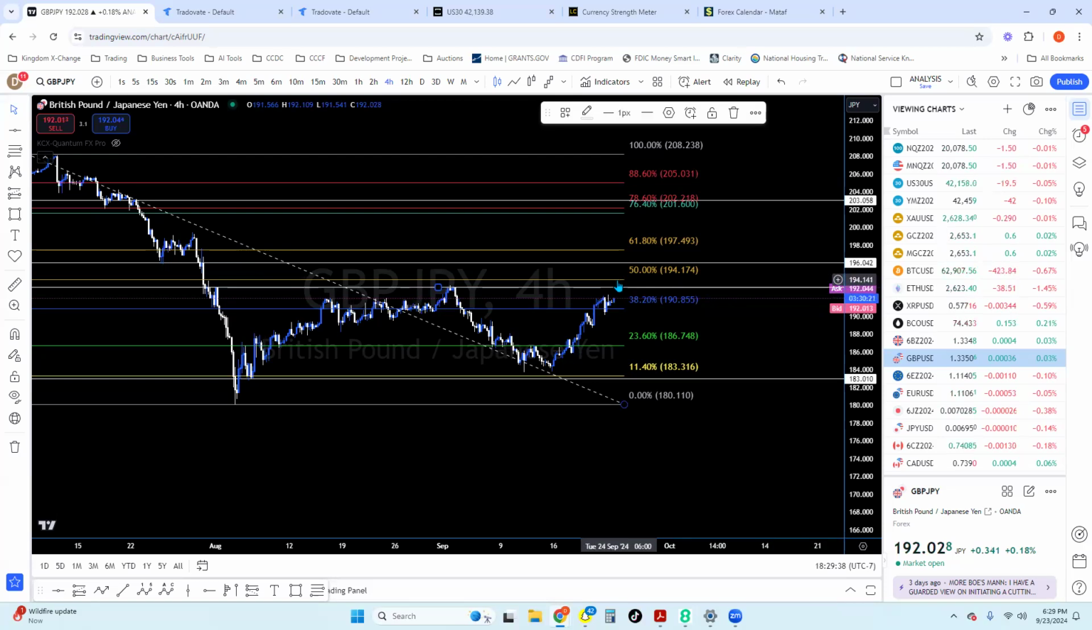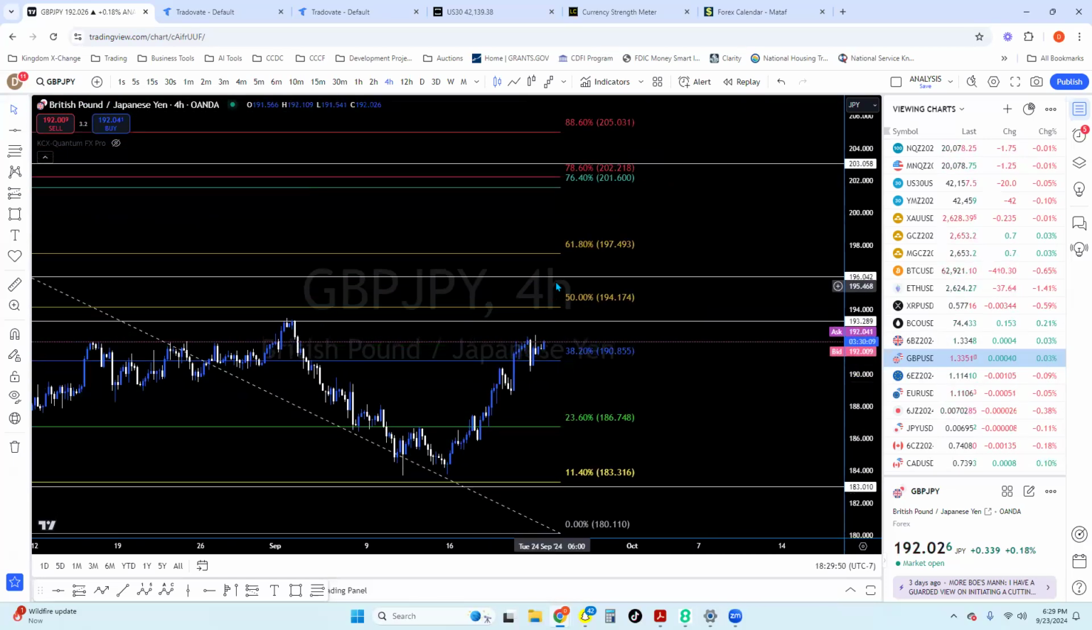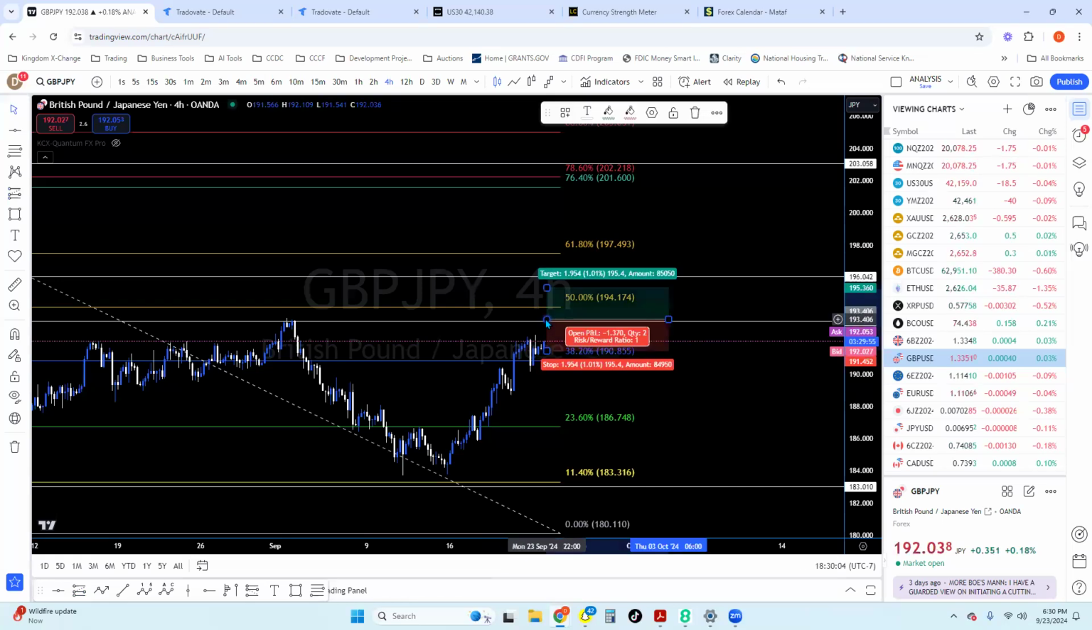So I would put in a pending order, and then I would break this down into 3 TPs because this is a lot. This right here on the 4-hour is a lot of pips going all the way to the 168. That's a lot of pips. So let's put a long position on it. Let's just say we waited till it closed.